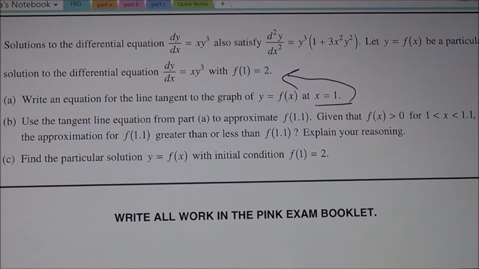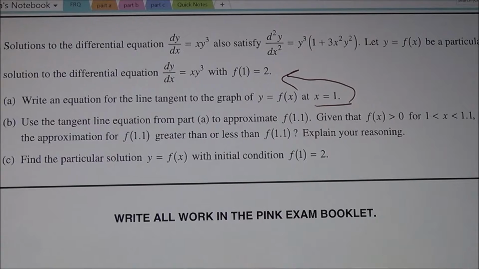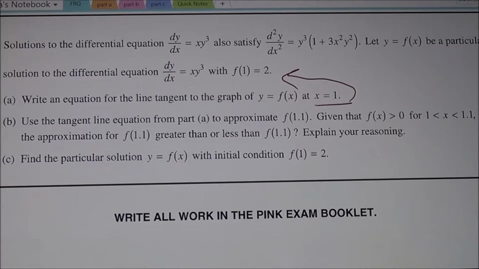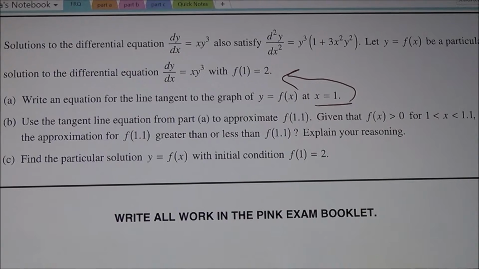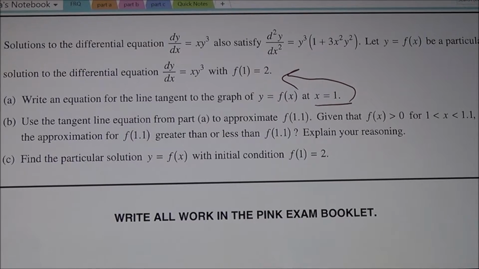So let's move on to part B. Part B says use the tangent line equation from part A to approximate f(1.1), given that f(x) is greater than 0 for x greater than 1 and less than 1.1. Is the approximation for f(1.1) greater than or less than f(1.1)? Explain your reasoning.